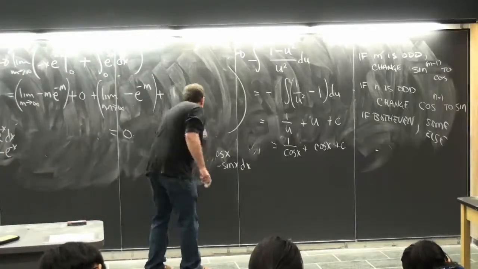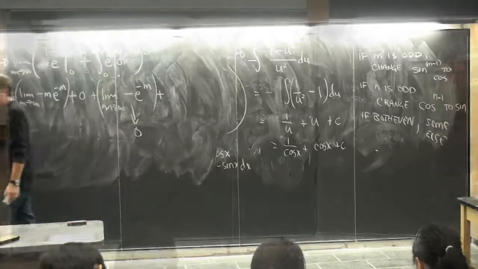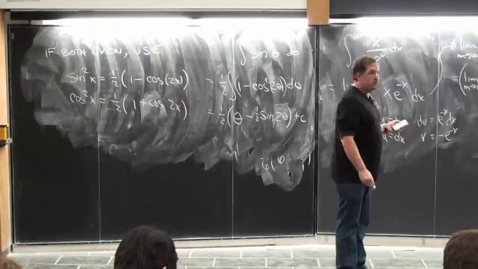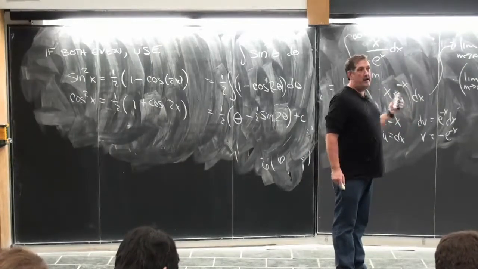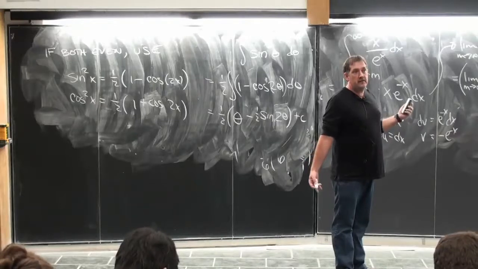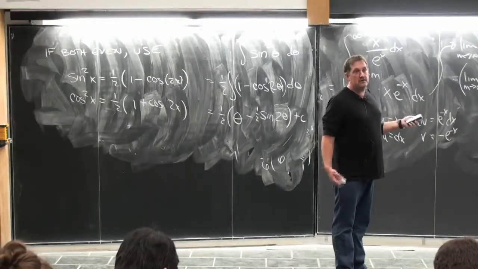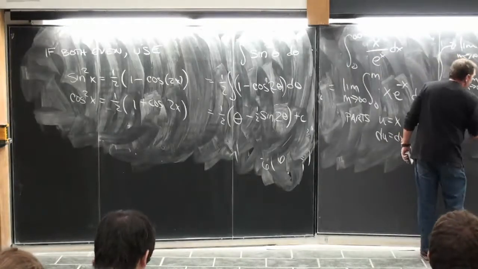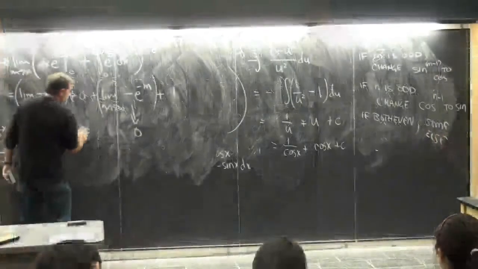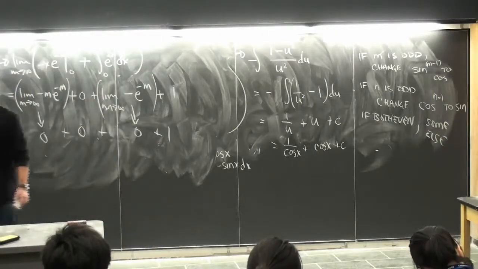And so this piece goes to 0. This piece also goes to 0 because e to the x grows faster than x. So the limit of x over e to the x as x goes to infinity is 0. So I get 0 plus 0 plus 1. So it converges to 1.